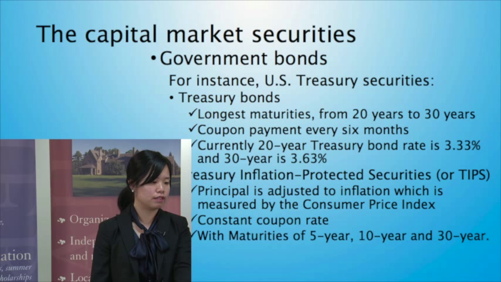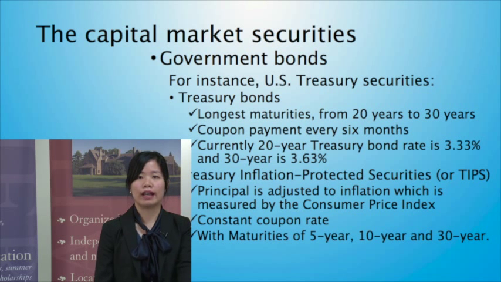And currently, the 20-year treasury bond rate of return is around 3.33%, and 30-year is 3.63%. Okay. It is much higher than the short-term bond, of course. You lend your money to the government for 20 years. This is what you get, around 3.3%.